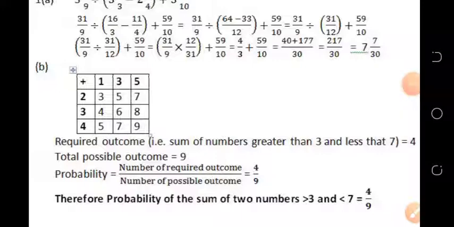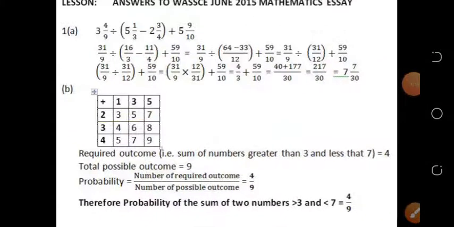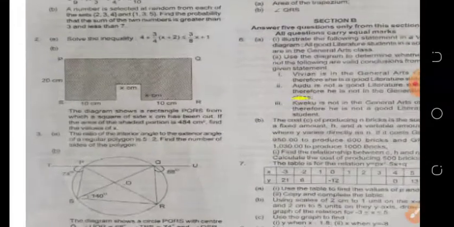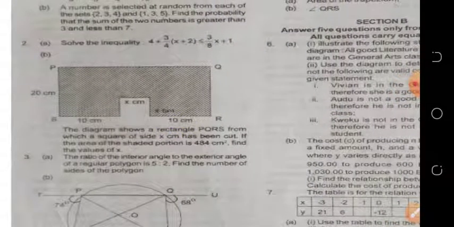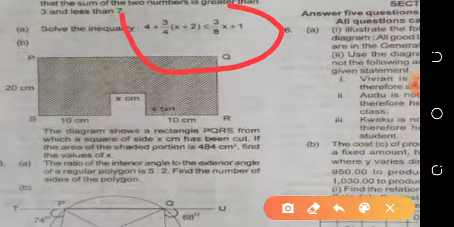We now move on to question 2. You go to the equation for question 2. We are asked to solve the inequality. You can see the inequality there. You have 4 plus 3 over 4 into bracket x plus 2, less than or equal to 3 over 8 x plus 1. That is the equation that you have there.